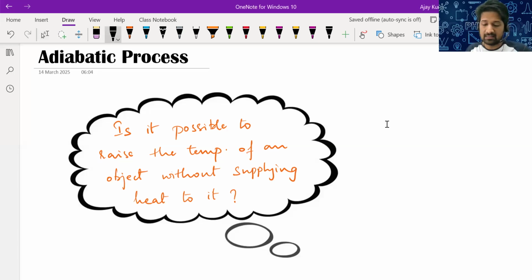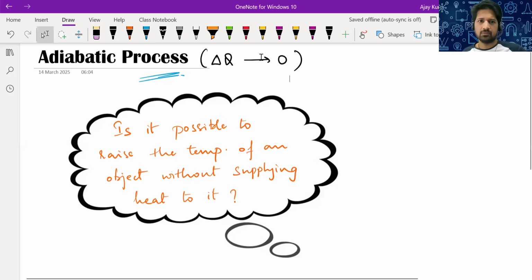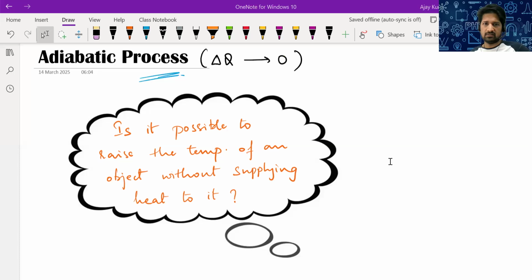Now, that or something like that is what happens in an adiabatic process. In an adiabatic process, no heat is supplied or removed from the system. So delta Q tends to zero. Usually, the system we consider in thermodynamics is an ideal gas. So we don't supply heat to it, we don't remove heat from it. That is what happens in an adiabatic process. So what happens in an adiabatic process? Internal energy gets converted to work, or work gets converted to internal energy.